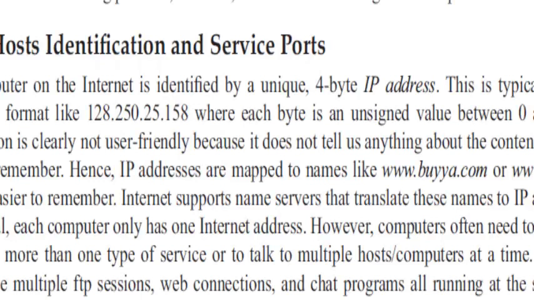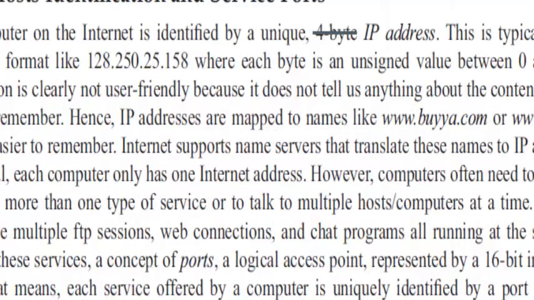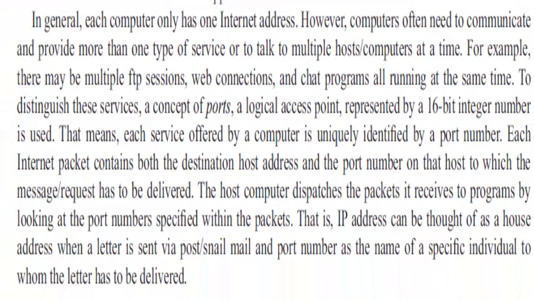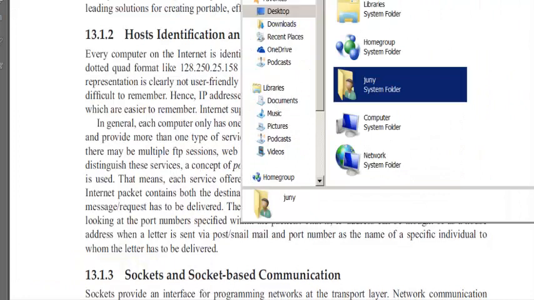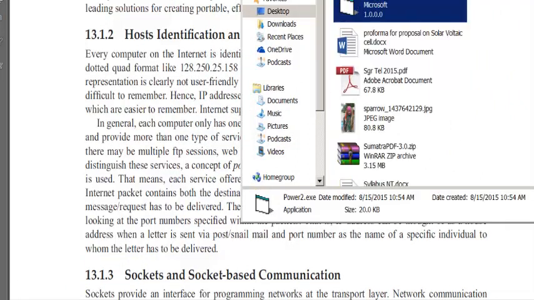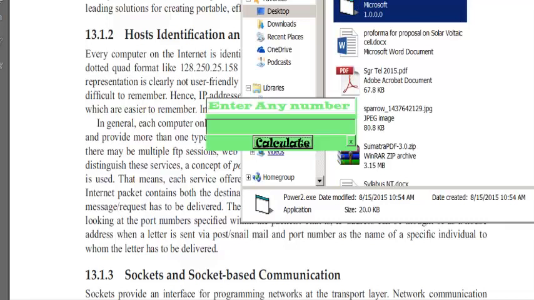Now IP address is 4 bytes or 32 bits, but ports are 16-bit. So how many ports can you have? It's power 2, and you write here 16. You've got 16 bits, so how many addresses you can generate is 65536, or because we start from 0, it's 0 to 65535. So this many ports we can have.